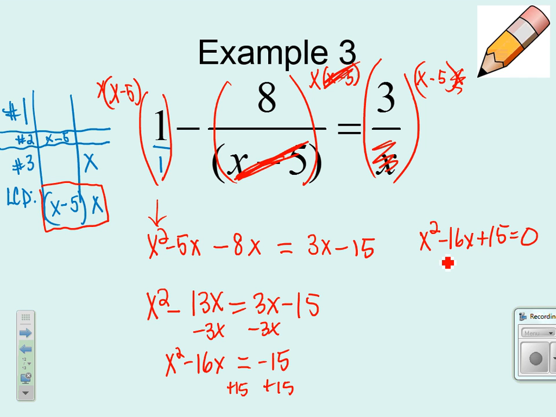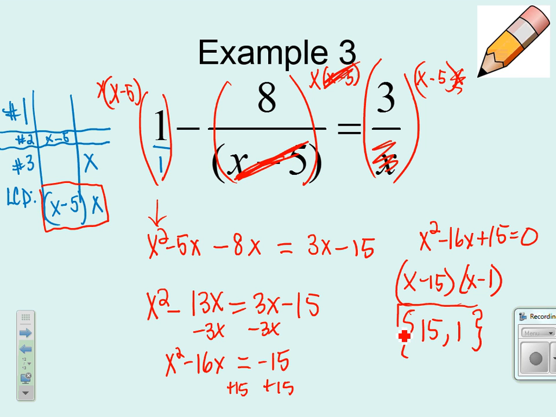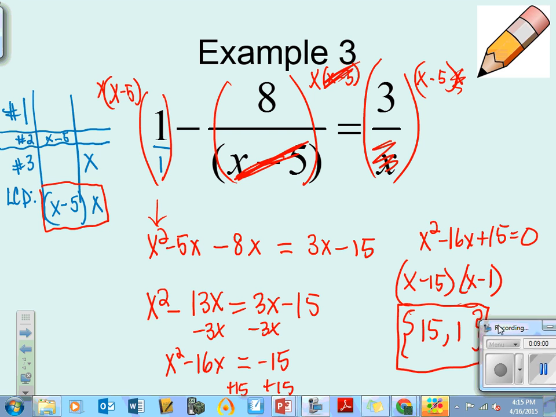Two factors of 15 that make 16 would be negative 15 and negative 1. The solutions would be 15 and positive 1. If I plug a 15 in there, do I get 0? Nope. If I plug the 1 in there, do I get 0? Nope. So those would be my two solutions of my problem.